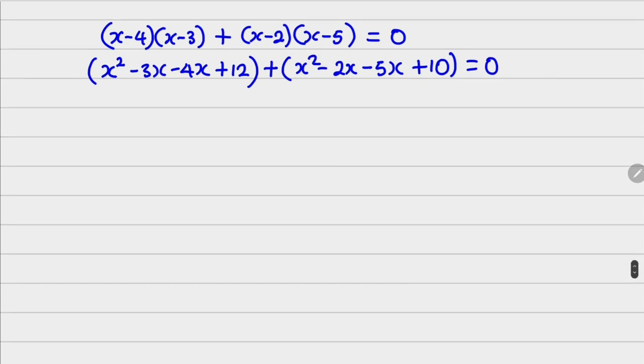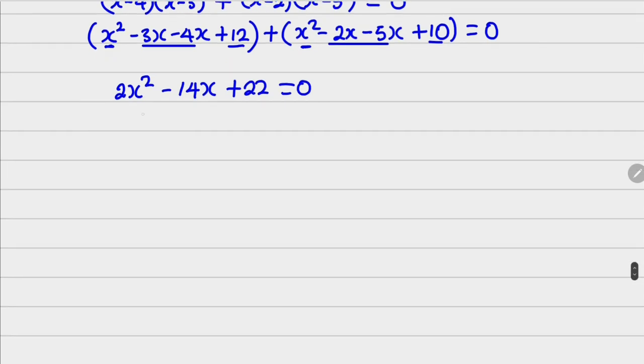Now, having it this way, I will now add x squared plus x squared. I have 2x squared. Then the whole of this is minus 7x. Then I'm going to have another minus 7x here, so I have minus 14x. Then I have 12 plus 10, I have plus 22 is equal to 0. I can reduce this equation by dividing through by 2, so that I'm going to have x squared minus 7x then plus 11 is equal to 0.